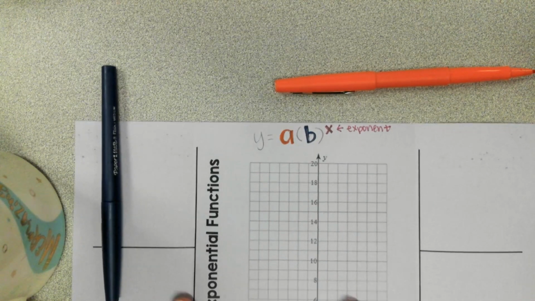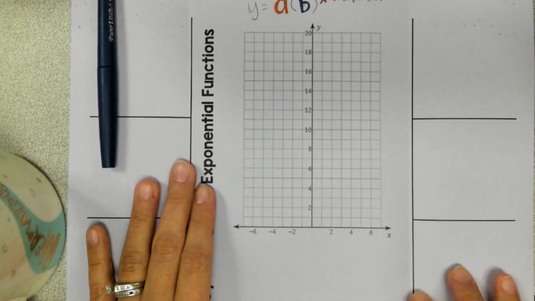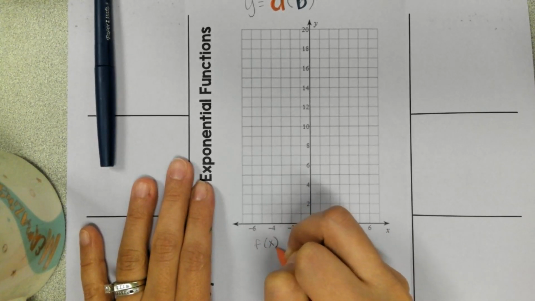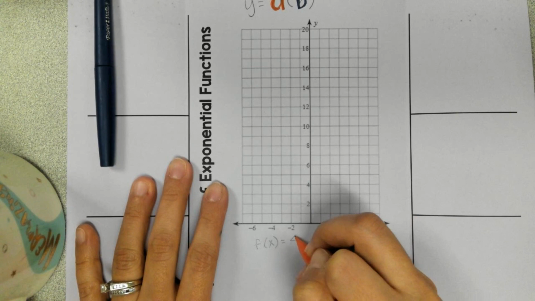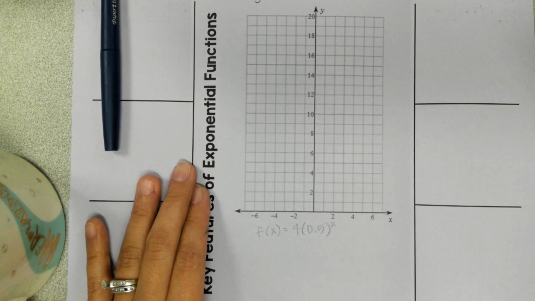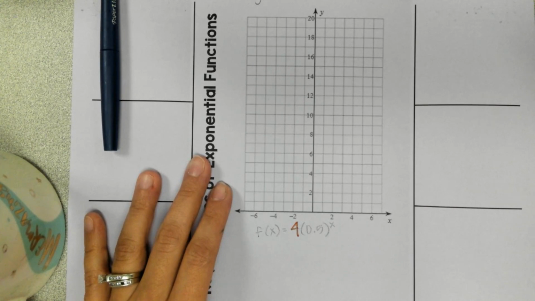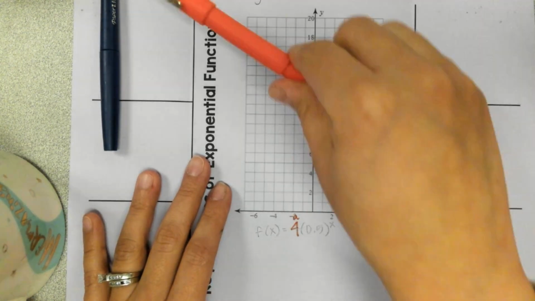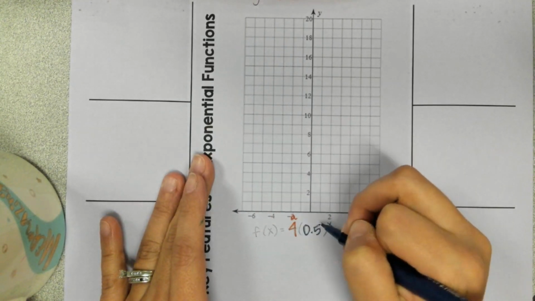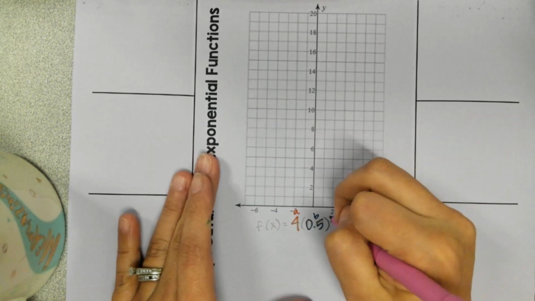Alright, so we're going to graph an example here on the graph. And the example we are doing is f of x, which is the same thing as y, equals 4 times 0.5 to the power of x. So the important parts here are 4, which is your a value, .5, which is your b value, and obviously the x, which is my exponent, or my input.